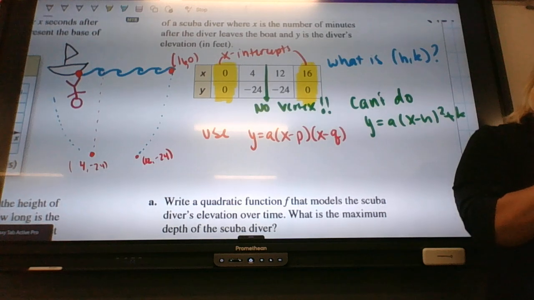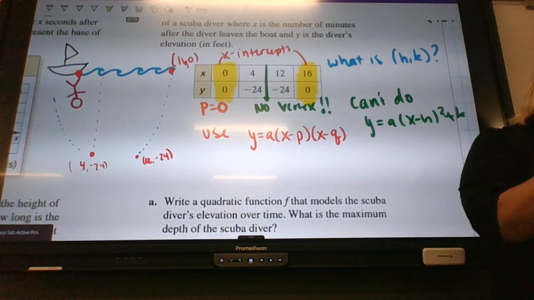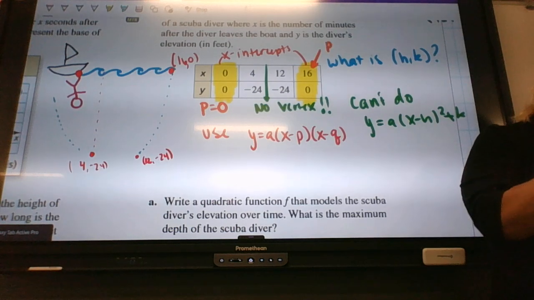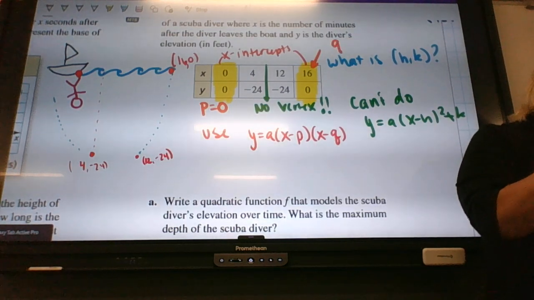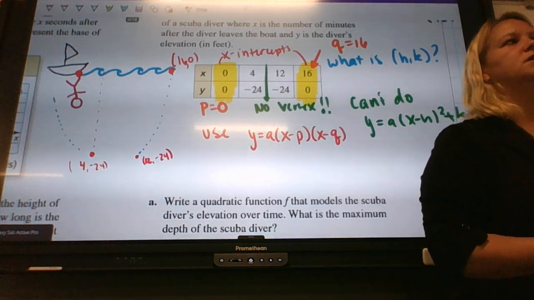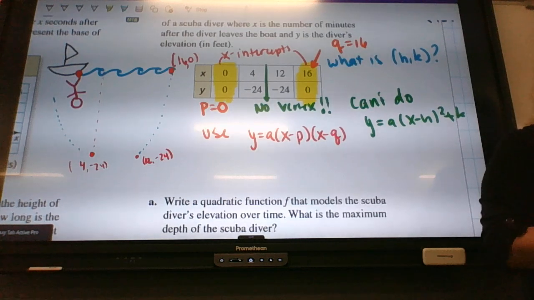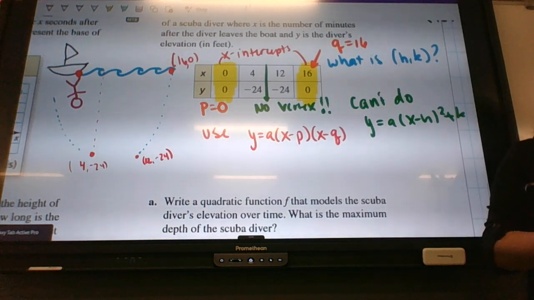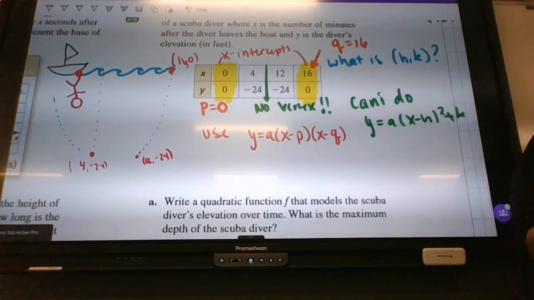So one x-intercept is 0, so I'm going to call p 0. And the other x-intercept is 16, so I'll call q 16. I don't know if you remember writing down the standard. What the standard says, you have to practice this skill from a written description, a table, a graph, and a word problem. So those are all of the variety of problems you see.